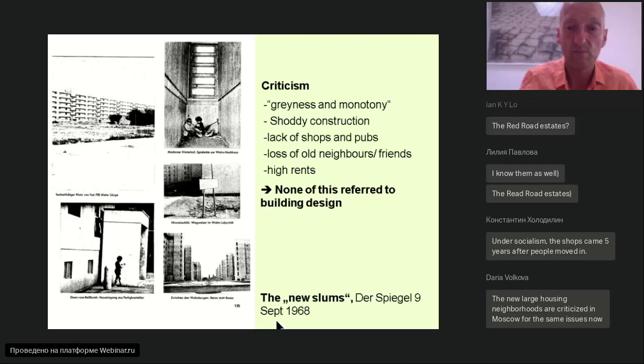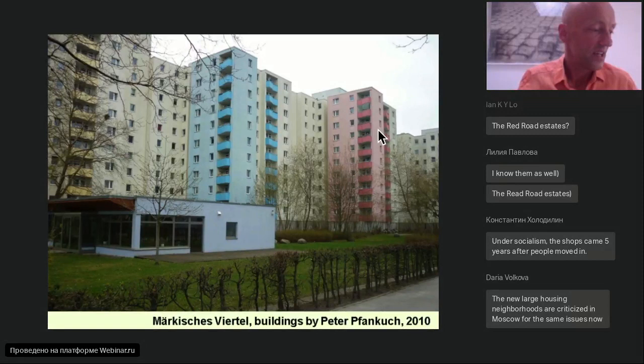I just hear that the large neighborhoods are criticized in Moscow for exactly the same issues now. Good. So interesting is how the debate over the Märkisches Viertel actually waned. And nowadays, 50 years later, the development is certainly not about the worst.